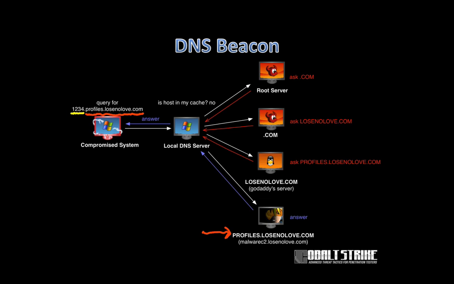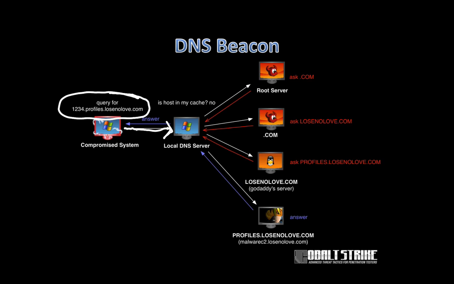Okay? And when our DNS beacon tries to make this kind of a lookup, the thing it's most likely to do, or I should say really this is up to the compromised system, so the thing the compromised system is most likely to do is what is called a recursive query. A recursive query is where the local system says, I don't know what this host is, it's not in my cache, let me consult another server that I'm configured to ask. So it contacts its local DNS server and says, local DNS server, do you know the response or value of 1234.profiles.losenolove.com?